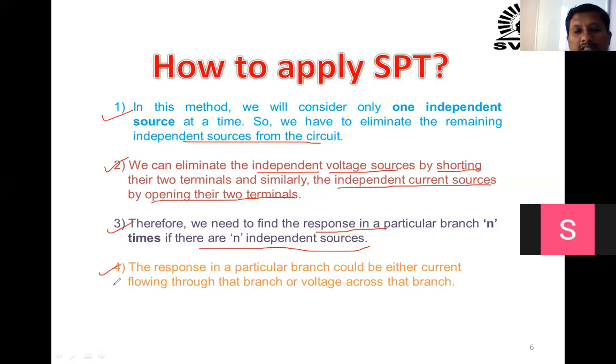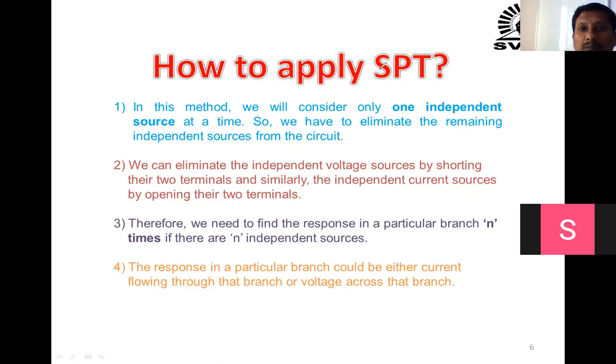So fourth point is here. The response in a particular branch could be either the current flowing through that branch or the voltage across the branch or element you can consider. The response in a particular branch or element could be either current flowing through that branch or element or voltage across that branch or element. That is nothing but the meaning of response. So these are the four steps you have to remember, that is how to apply the superposition theorem. Step by step we can understand in detail when we go through the procedure.